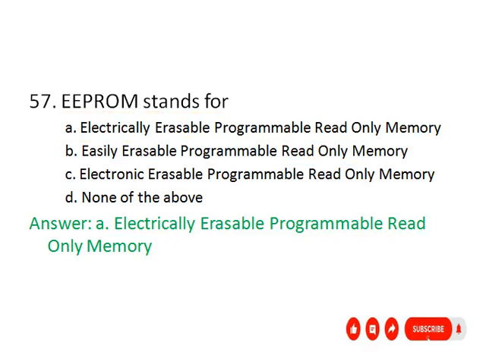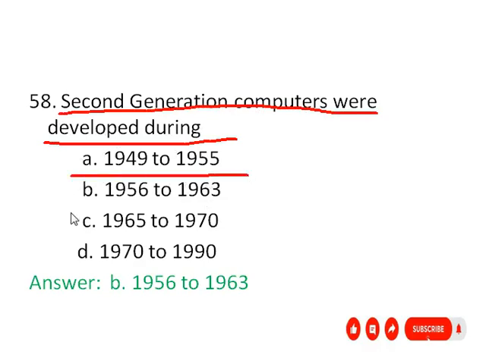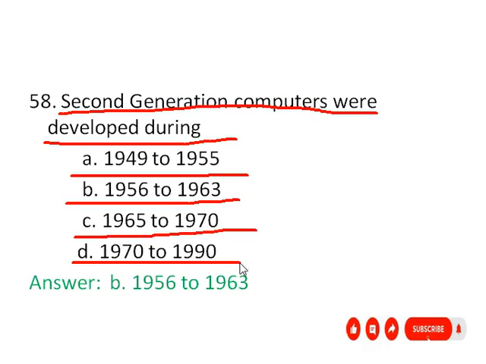Our next question, second generation computers were developed during, given options are A. 1949 to 1955, option B. 1956 to 1963, option C. 1965 to 1970, option D. 1970 to 1990. So our correct answer is option B. 1956 to 1963.